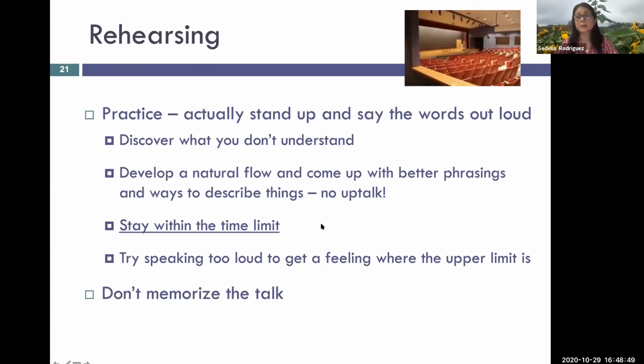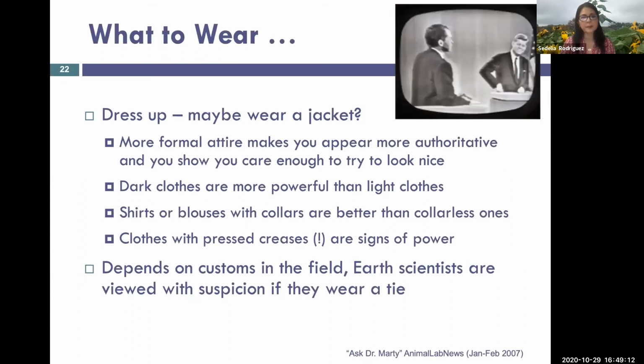Stay within the time limit. You are going to have 10 minutes to give your presentation. So please stay within the time limit, because there are a lot of other students that have to do the same thing, and you don't want to take up anyone else's time. Another tip is to try speaking out loud to get the feeling of where your upper limit is. All of these things will help you when you're giving your presentation.